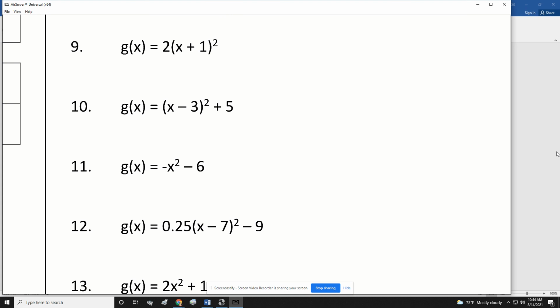Number 9, because of the 2 multiplied on the outside, is going to have a vertical stretch. Sorry, my pen started acting weird. Vertical stretch. All right, because of the 1 inside, we're going to go left 1.